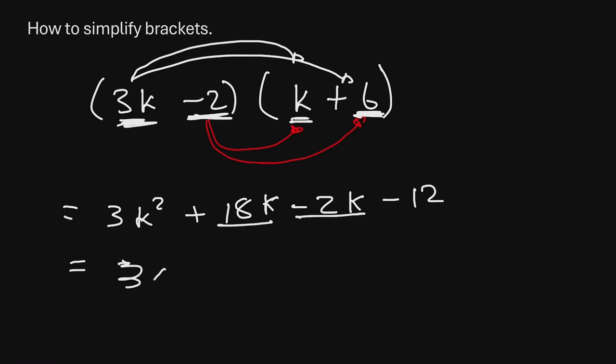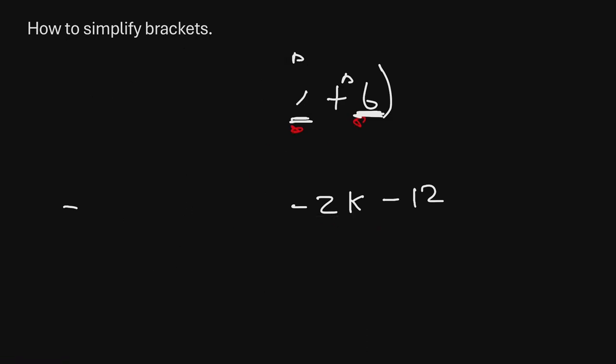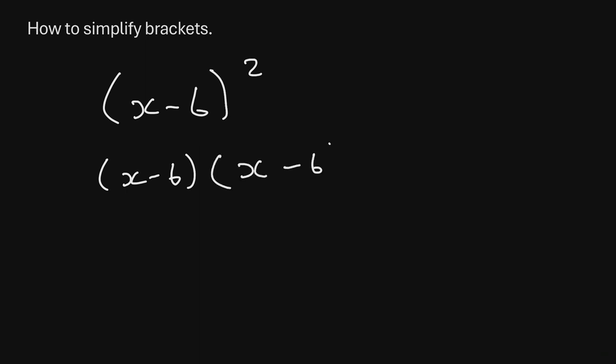Now we can also be given two binomials that multiply in this format. For example, x minus 6 all to the power of 2. Remember, if something is raised to the power of an exponent, it means that thing multiplied by itself the number of times of the exponent. In this case, we only have the exponent of 2, therefore we open two brackets: x minus 6 multiplying with x minus 6.